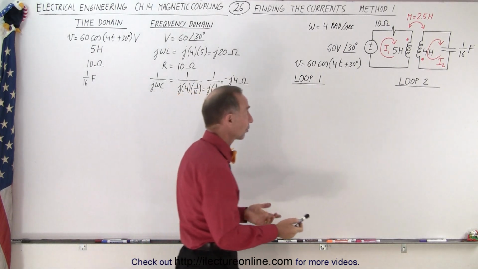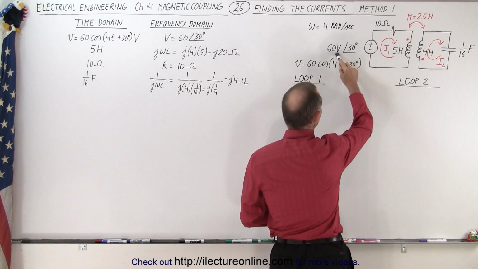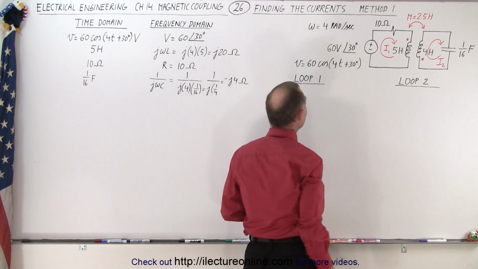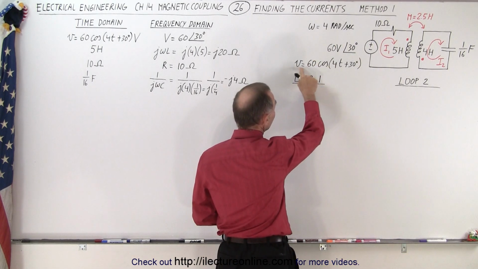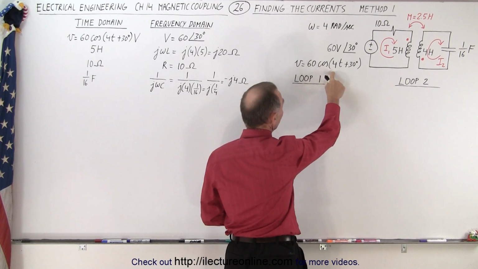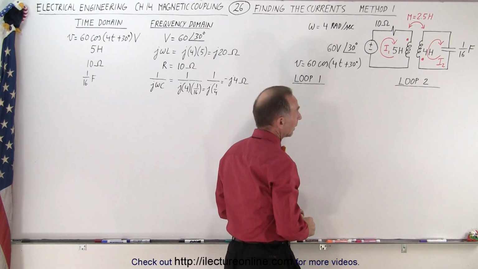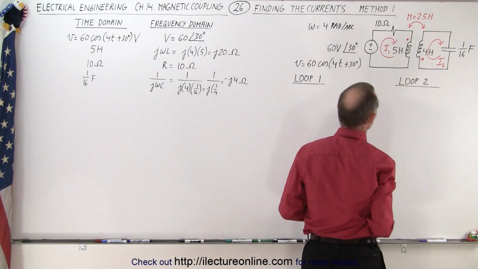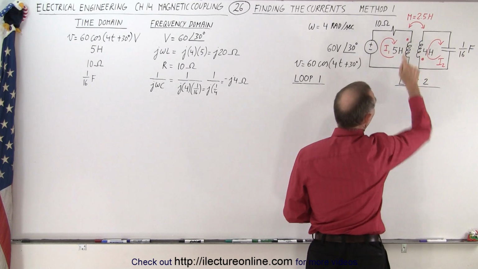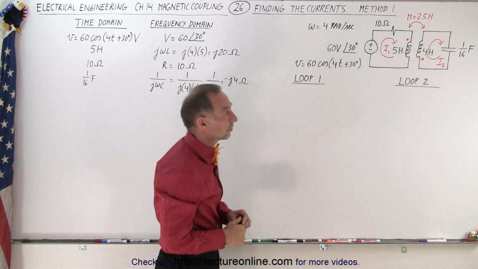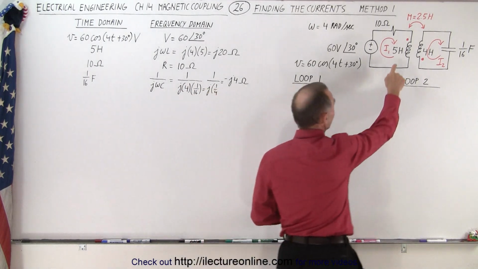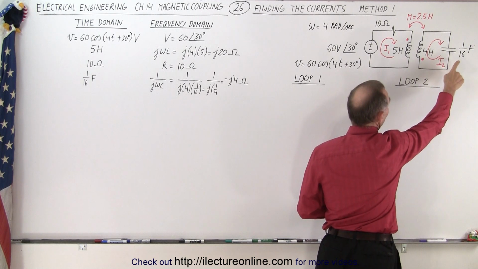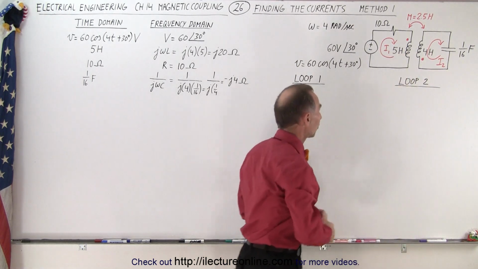So we have this fairly simple circuit. We have a voltage supply, 60 volts with a 30-degree phase angle, and an angular frequency of 4 radians per second, so we can write it as V equals 60 times the cosine of 4t plus the phase angle. Notice we have two inductors, one capacitor, and one resistor. They are coupled, and the coupling is 2.5 henries. We have a 5 henry inductor on the left side, a 4 henry inductor on the right side, a capacitor of 1/16 farad, and a 10 ohm resistor.